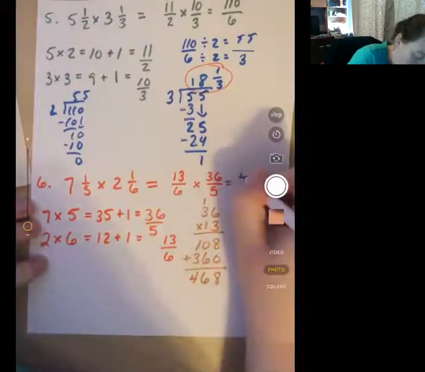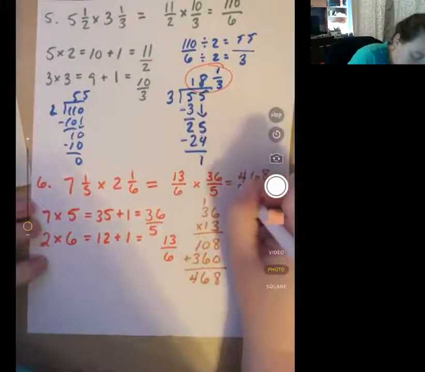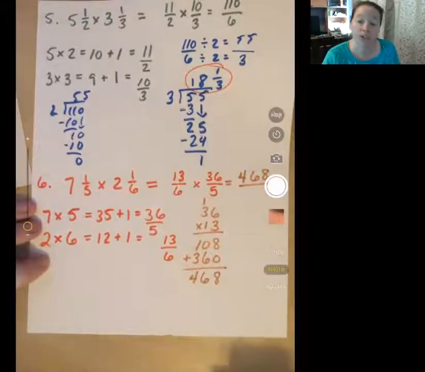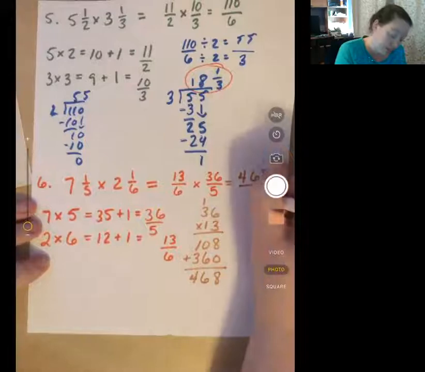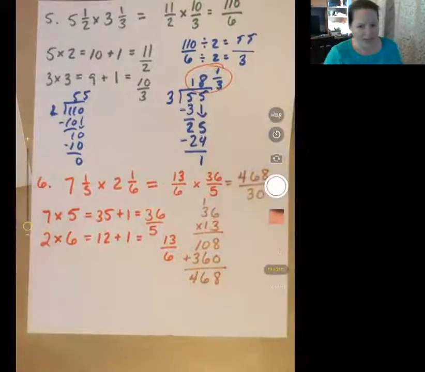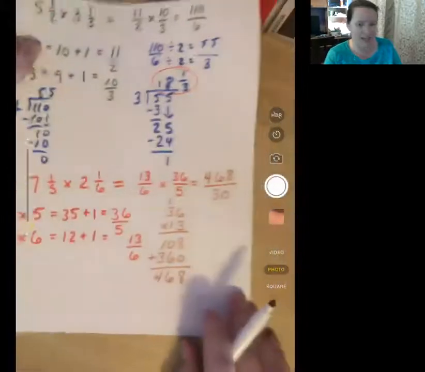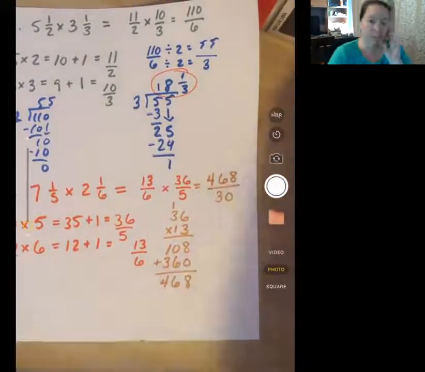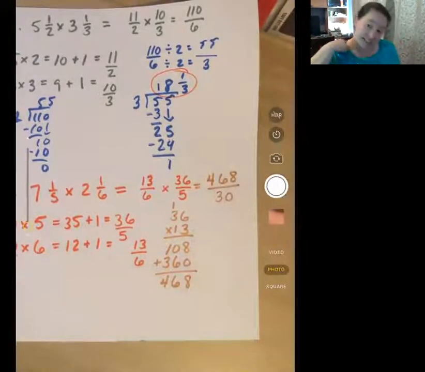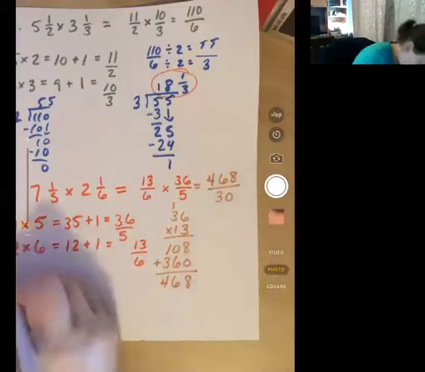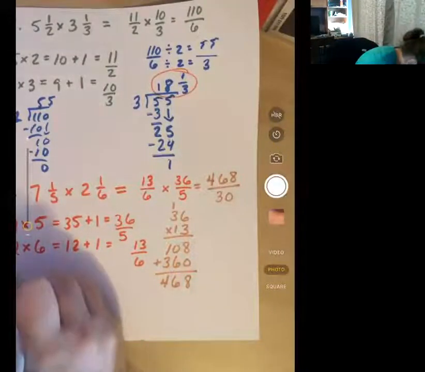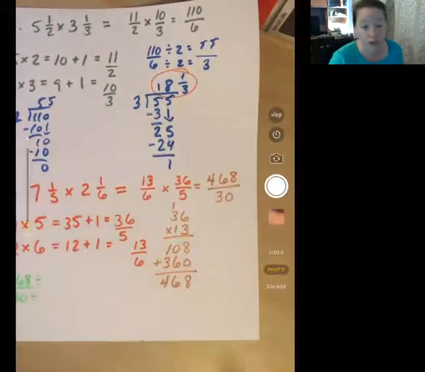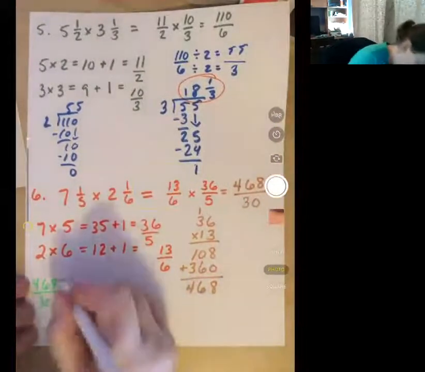So our top number is 468, divided by 6 times 5, which is 30. Okay, so that is our not simplified number, 468 over 30. Let's see what we can take out of this. 468 over 30. Well, we can definitely take out a 2. They are both even. We can take that out.